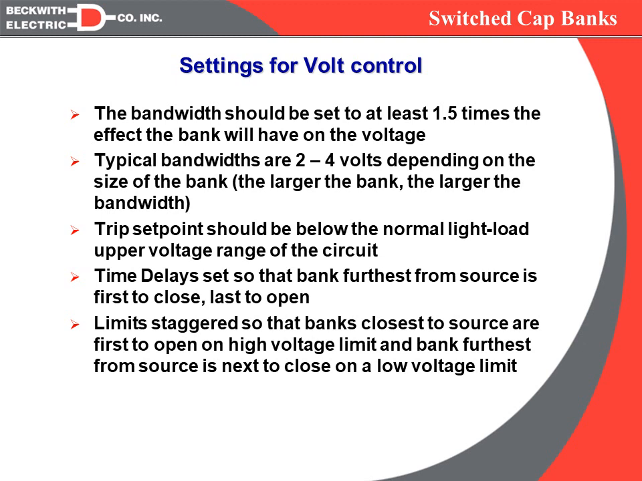But we've also got to remember that our bandwidth has to be at least 1.5 times bigger than the delta voltage on the bank. Again, the delta voltage of a bank is the effect that it has when it operates. And if we get the bandwidth smaller than the delta voltage, we could have a capacitor bank that's locked out and never does operate.